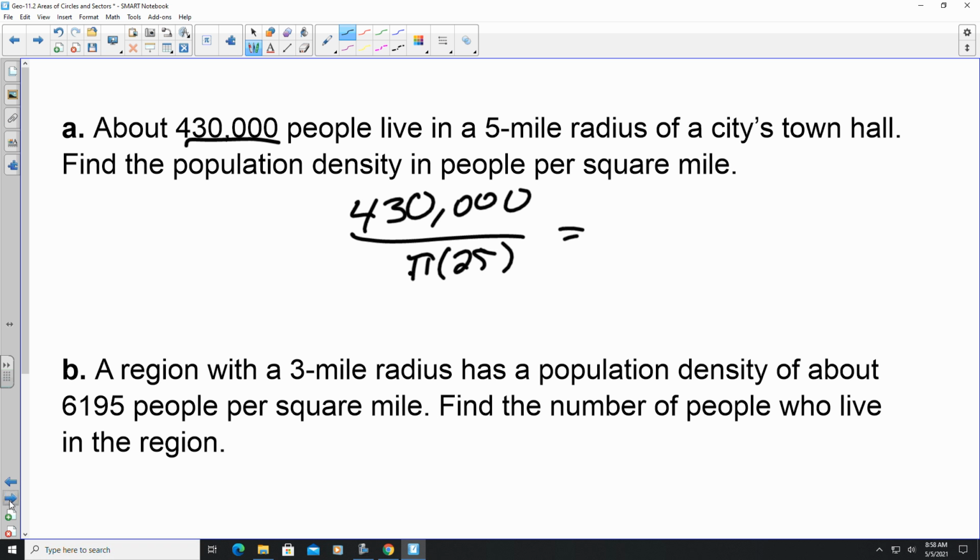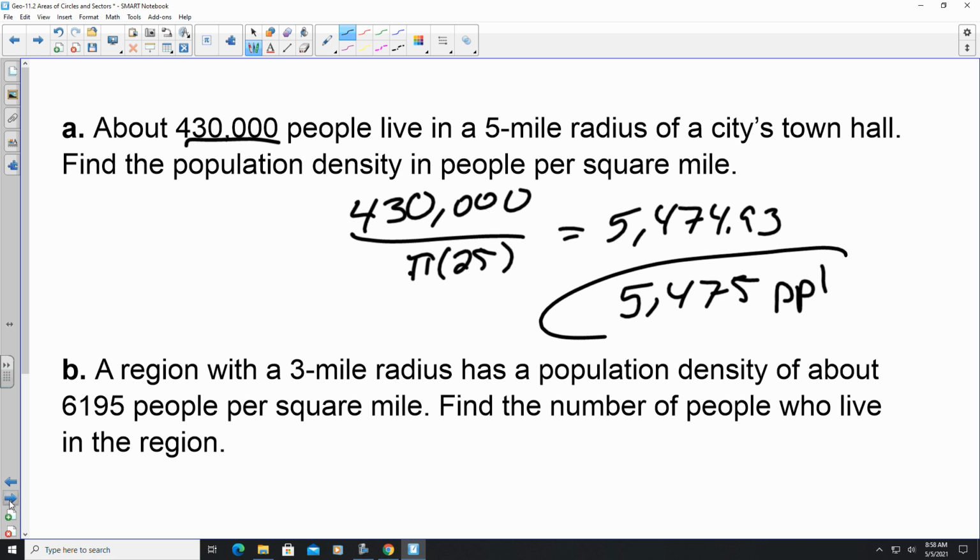So 430,000 divided by 25 pi is going to be what, 5,474.93. So it's about 5,475 people per square mile.